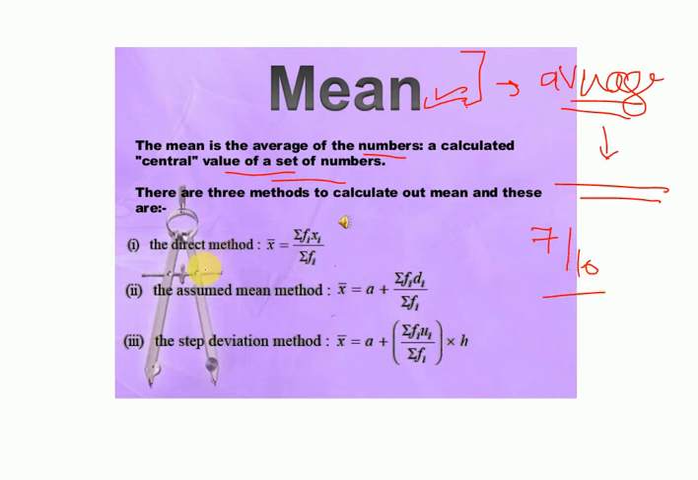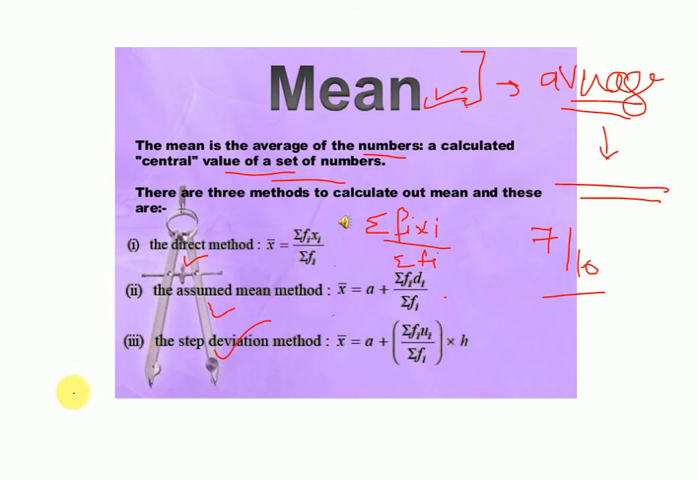Now we can find the mean by three methods: the direct method, the assumed mean method, and the step deviation method. The direct method formula is sigma fi xi upon sigma fi. The assumed mean method formula is a plus sigma fi di upon sigma fi. The step deviation method is a plus sigma fi ui upon sigma fi into h.